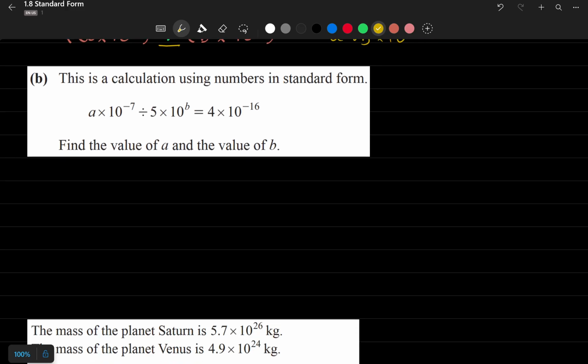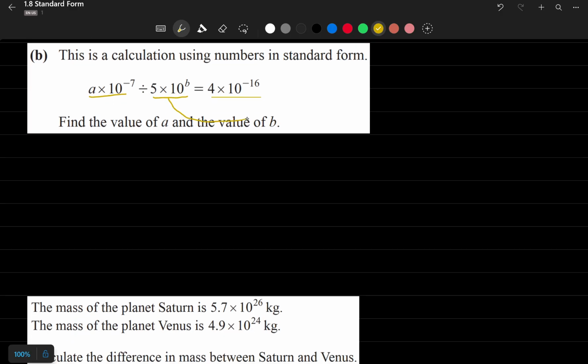Now we get a question: a into 10 raised to power minus 7 divided by 5 into 10 raised to power b is equal to 4 into 10 raised to power negative 16. Now in this case, if we just move this number over here, then the divide sign changes to multiplication sign. So let's rewrite this: a into 10 raised to power minus 7 is equal to 4 into 10 raised to power negative 16 multiplied by 5 into 10 raised to power b.